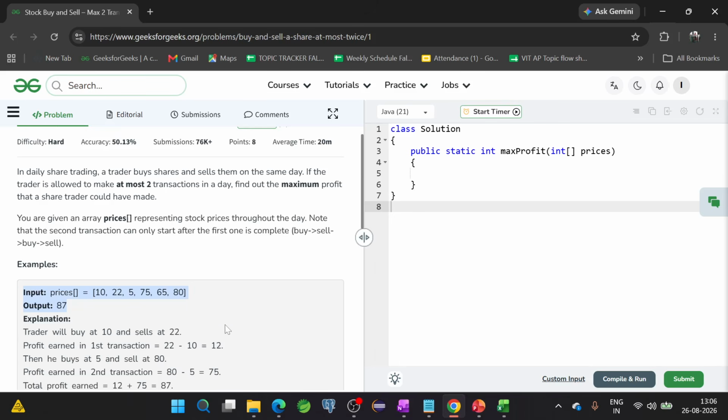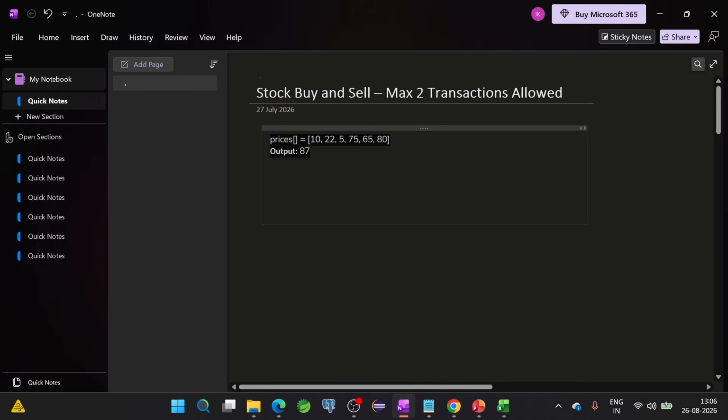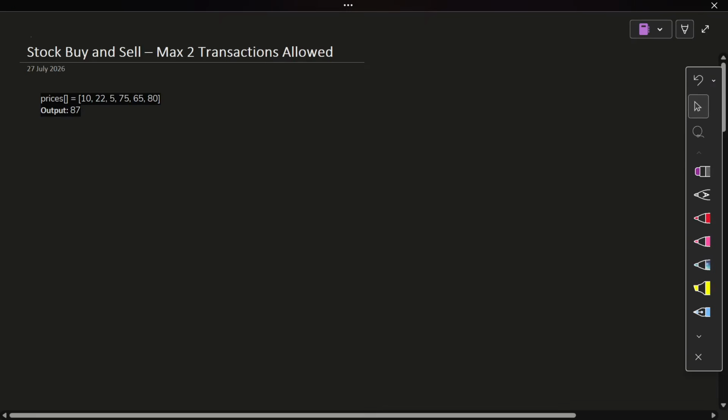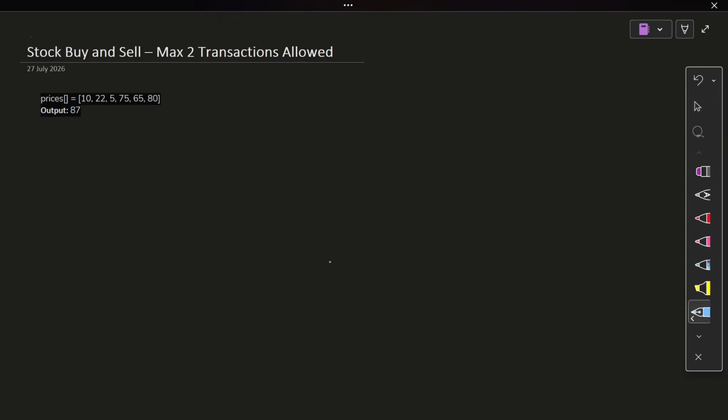Here the input and output are given. First I will do the dry run, then I will solve the question. Here we have taken the prices as 10, 22, 5, 75, 65, 80. How will we get the maximum profit?